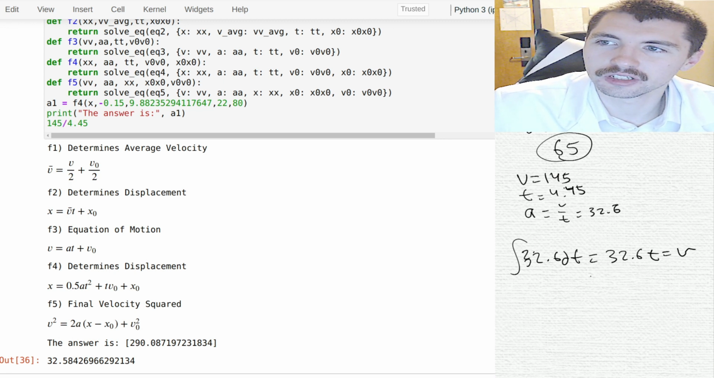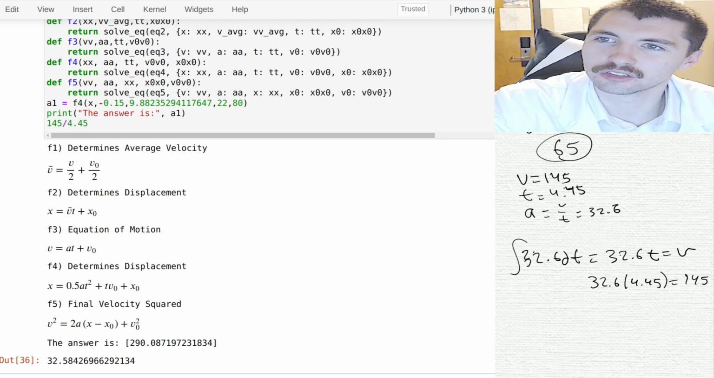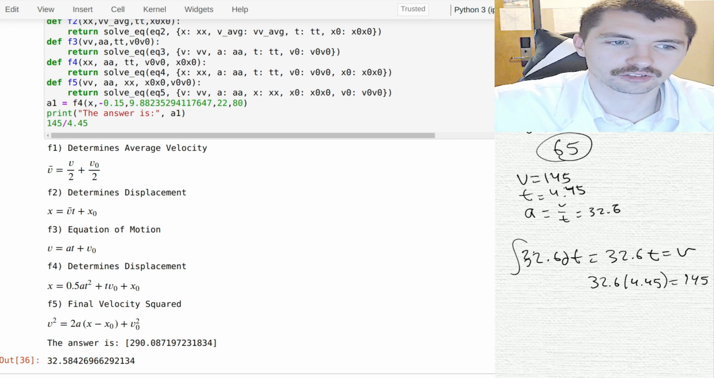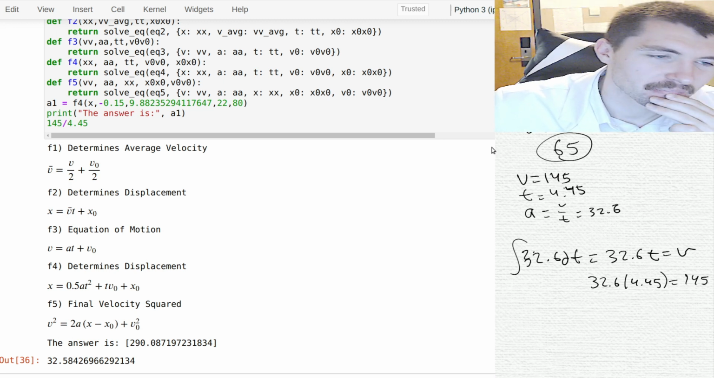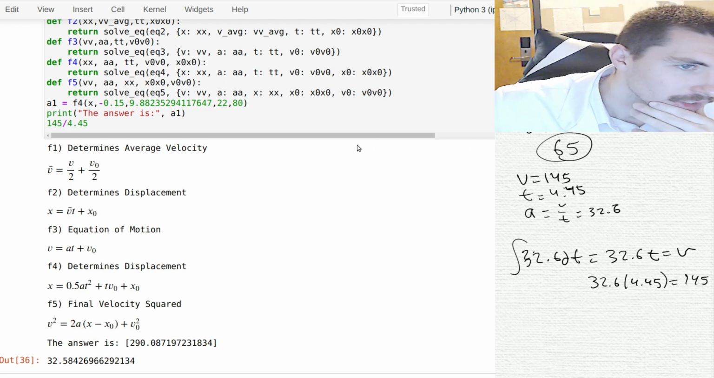Okay, so if T is the point, then you get 145. So nothing wrong with a constant acceleration. It's just, do I add it now? Now that I have it, do I add it?